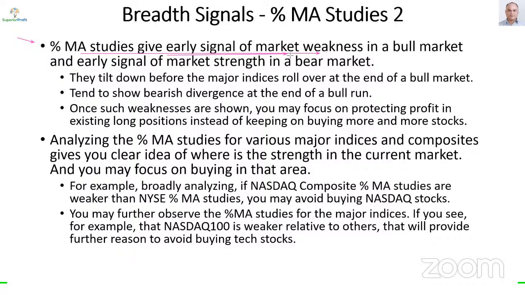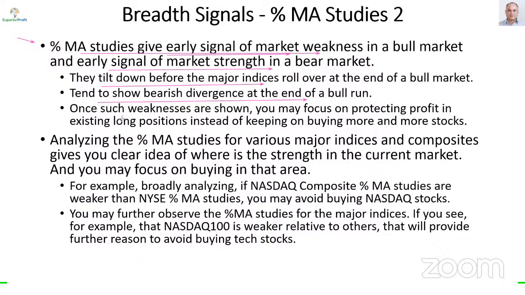Most of these breadth insights or internal health indicators will give early signal. So percentage MA studies give early signal of market weakness in a bull market and early signal of market strength in a bear market. They tilt down before the major indices roll over at the end of the bull market. Of course, the bigger players will start selling the weaker stocks first, and there are many more weak stocks than the strongest stocks, best fundamental stocks. So these studies will tilt down before the major indices. Tend to show bearish divergence as well at the end of a bull run.